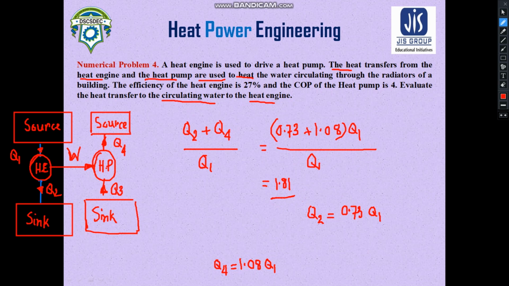So I believe now you have understood how this problem can be solved. So you must understand what is the heat transfer from the heat engine. So from the heat engine, this Q2 is the heat transfer. From the source, the heat Q1 is transferred to the heat engine. Now heat engine transfers this Q2 heat to the sink. HP, this heat pump, takes heat Q3 from the sink. So sink transfers Q3 heat to the heat pump, and heat pump transfers Q4 heat to the source. So if it is understood well, then the problem becomes a very simple one.